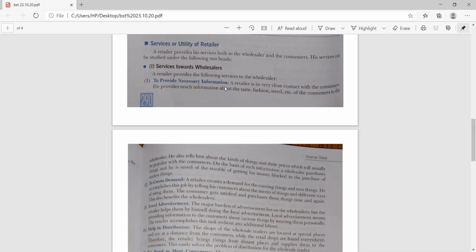Or maybe the wholesaler can change the company. According to the needs of the customer, they find the product, and they can choose that company as well. So it provides ancestral information to the consumer.